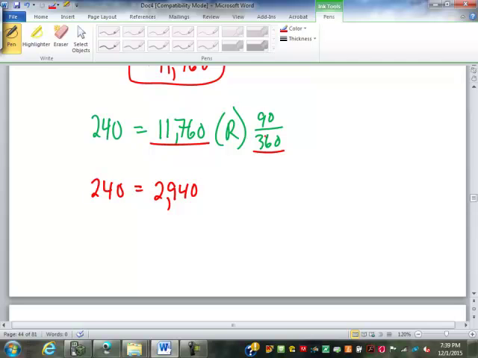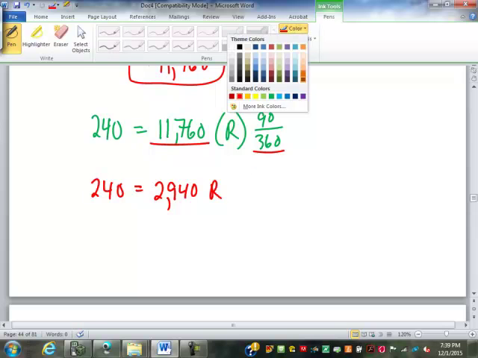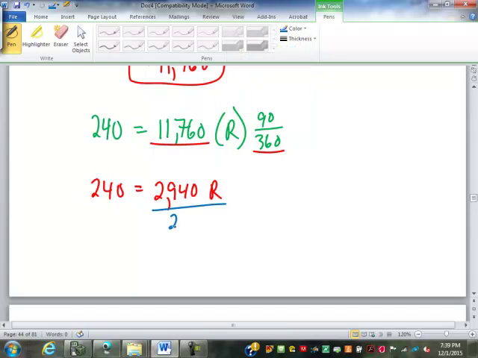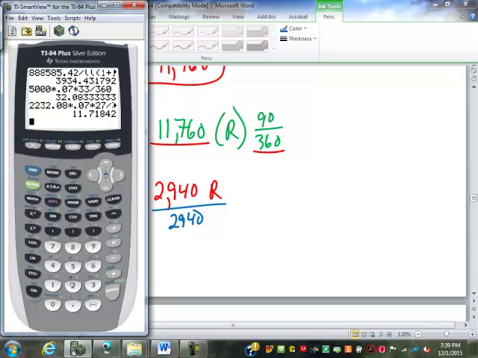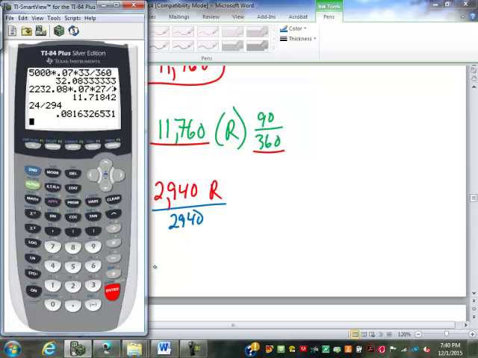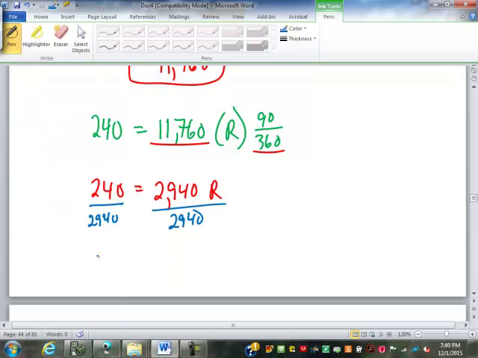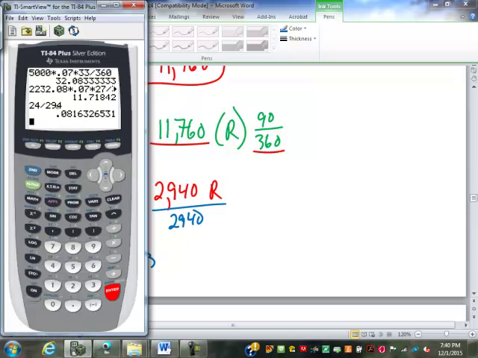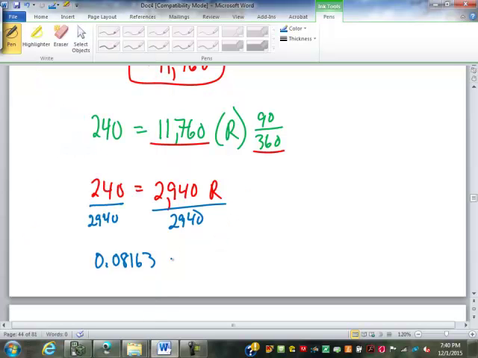No? That's right, 2,940 times R. Then we're going to divide by the 2940. So 240 divided by 2940. 0.08633. I'm at 240 and 2940. I dropped the 0 on both of them. Yeah. Nice catch, though. Yes, I did that intentionally just to save keystrokes.